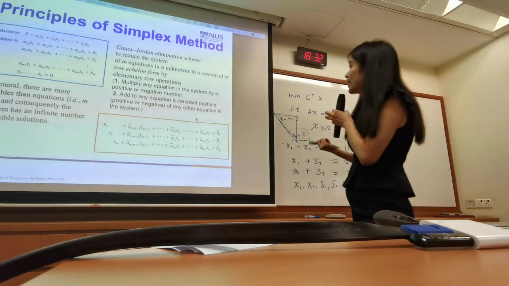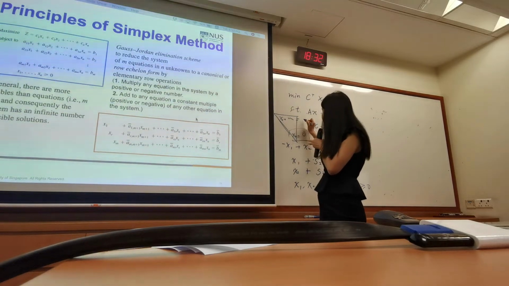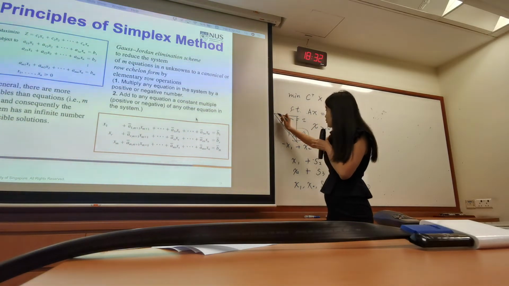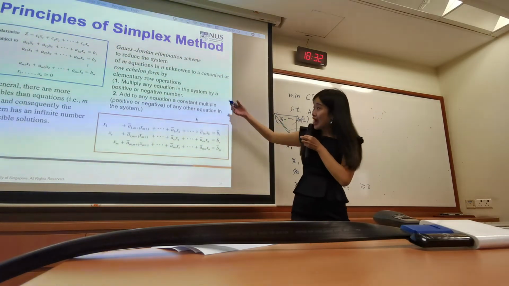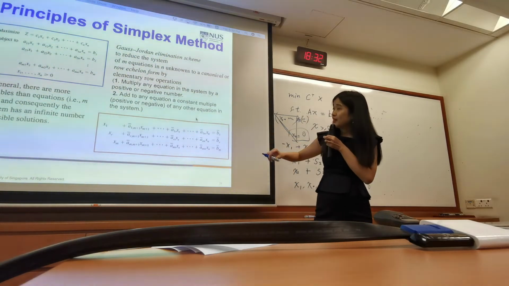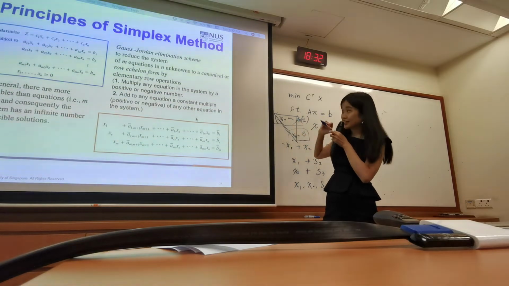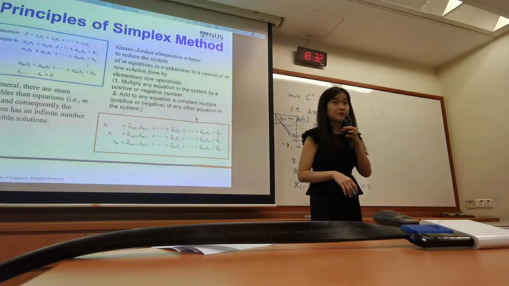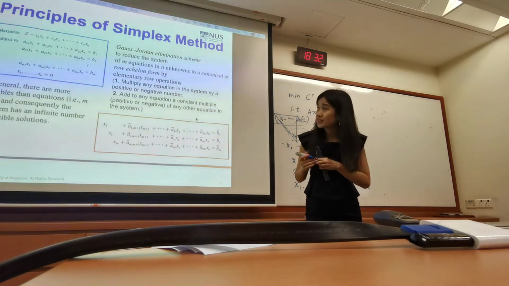It's basically to multiply any equation in the system by a positive or negative number, because each one is an equation. So you can multiply any number on both sides, and the equation still holds, right? So you multiply them and add to any equation a constant multiple of any other equation. Once you got this equation, you can add that to a second equation. By this operation, you will be able to eliminate most variables in the system and get the final solution.